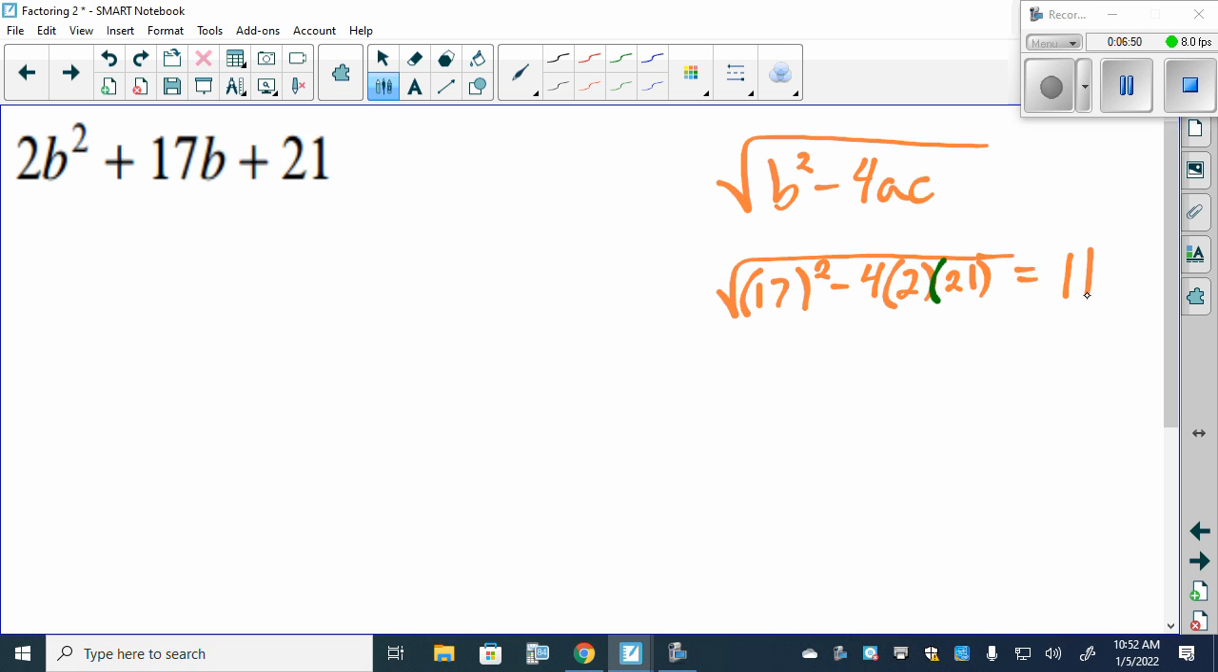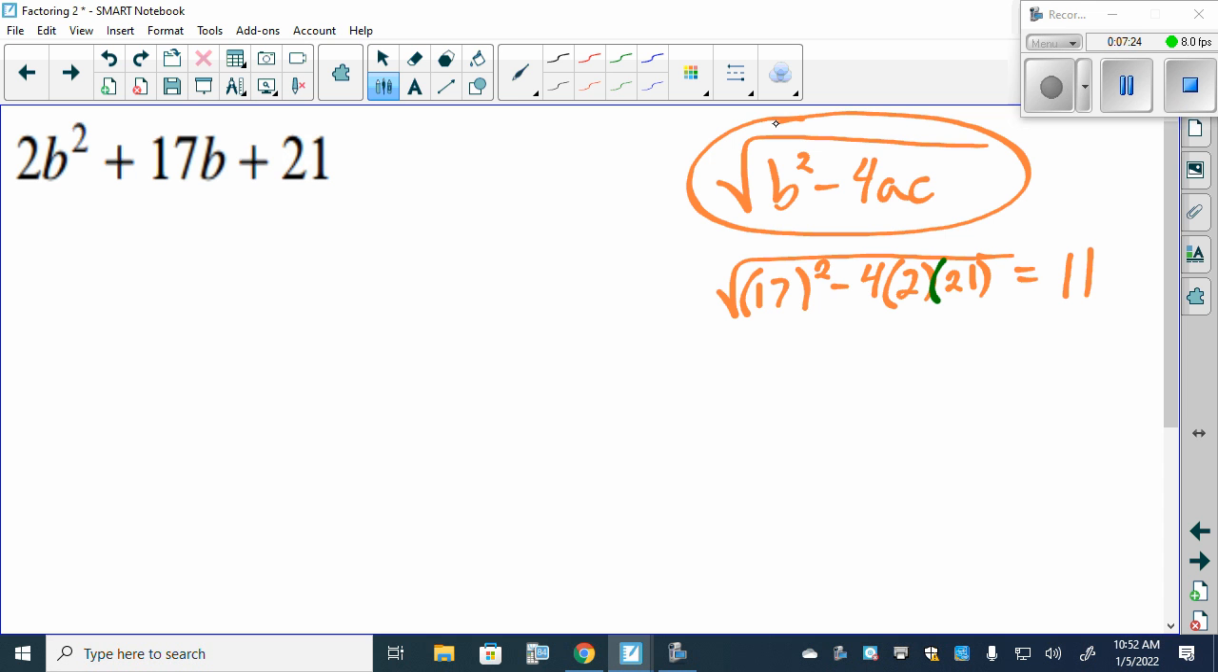Does anybody notice where this comes from? The quadratic formula, negative b plus or minus the square root of b squared minus 4ac all over 2a. So when we had answers that were more complex, the part that made it not a whole number came from this part here. So if this works out to be a whole number, the answers are going to be whole number or fractional, which means we can factor.